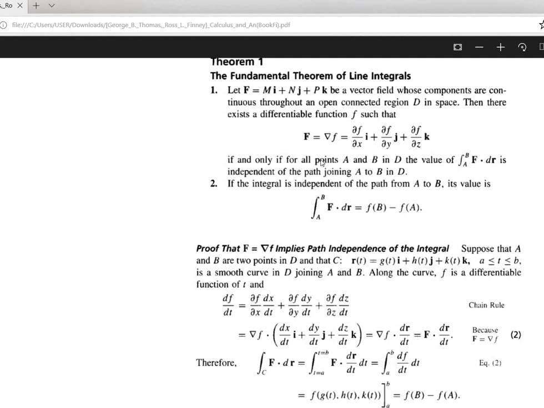Right? If and only if for all points A and B in D, the value of this integral is independent of path. That means this scalar potential exists if and only if the line integral is path independent. If the integral is path independent from A to B, its value is the integral of F dot dr equal to f(B) minus f(A).